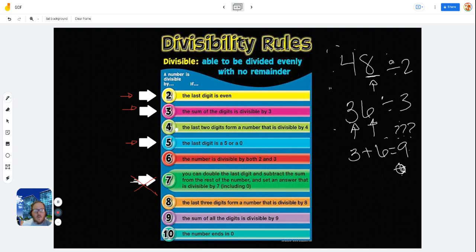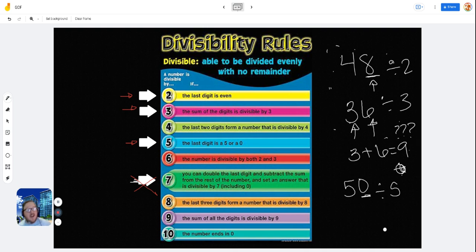Don't need to worry about 4. We're going to go to 5. Let's say we have a number like, earlier we had, 50. And you ask yourself, is it divisible by 5? Well, it's only divisible by 5 if the last digit is a 5 or a 0. We're in luck. The last digit's a 0. So that means that we can divide that by 5.